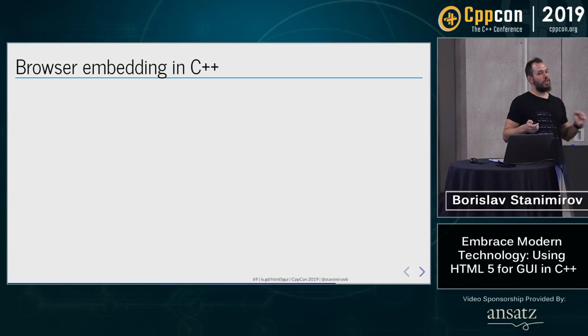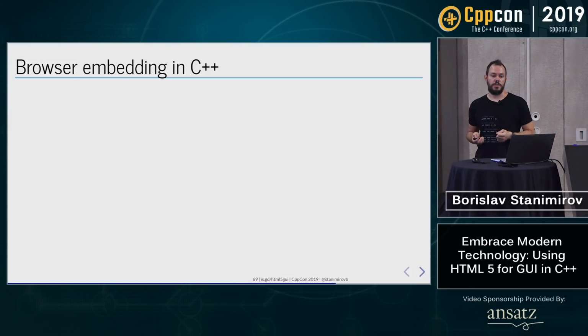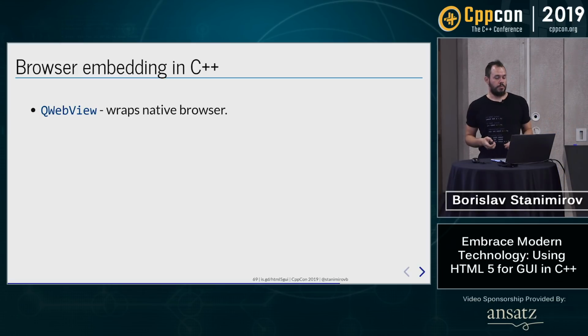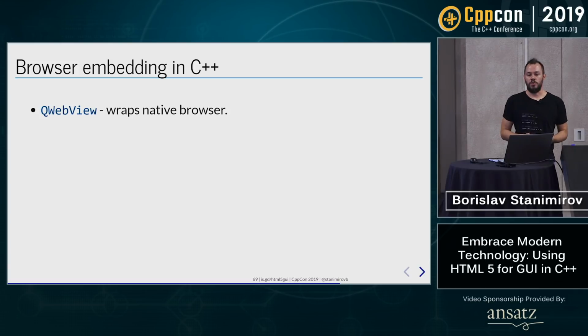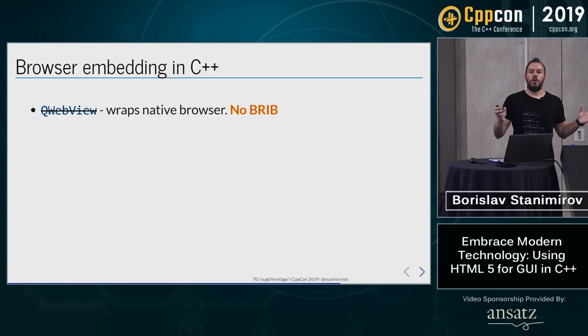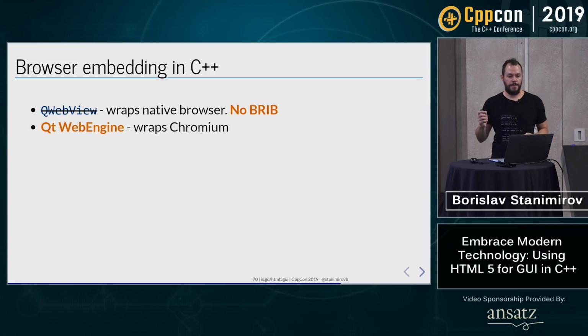So what can we do to embed browsers in C++? Now, there's QWebView. It wraps the native browser of the operating system, and it's pretty bare bones. Yeah, it doesn't support the BRIB, so we're not going to consider it. It can only open a web page, and that's basically it.